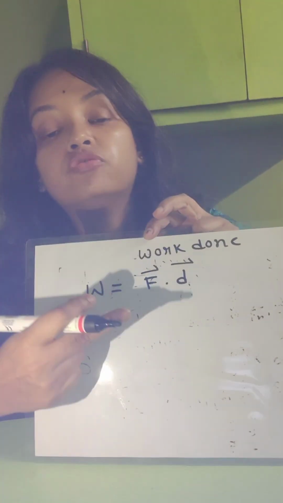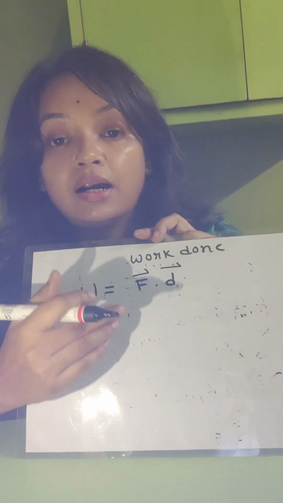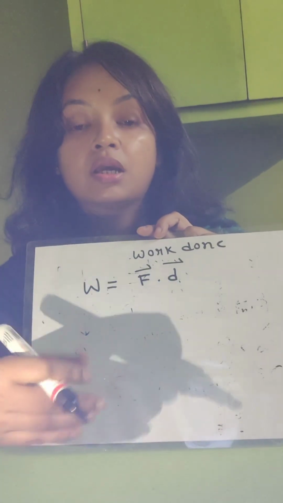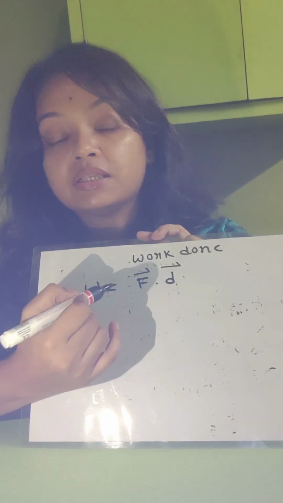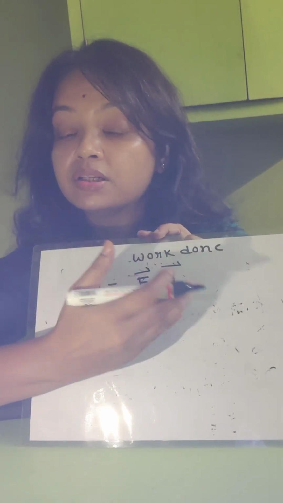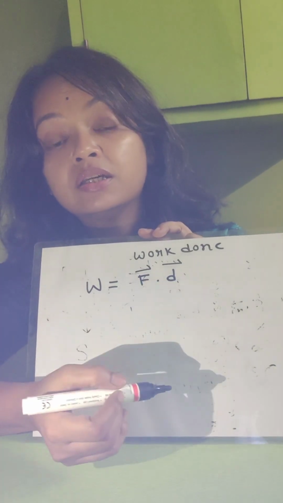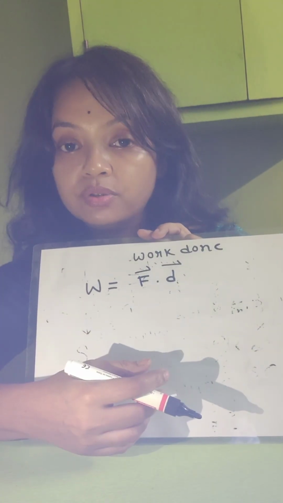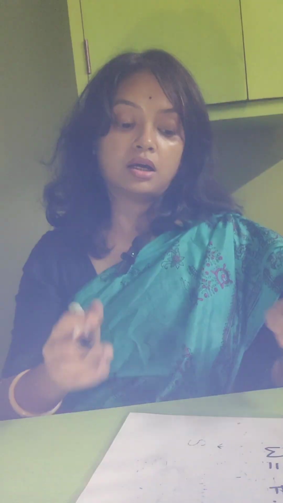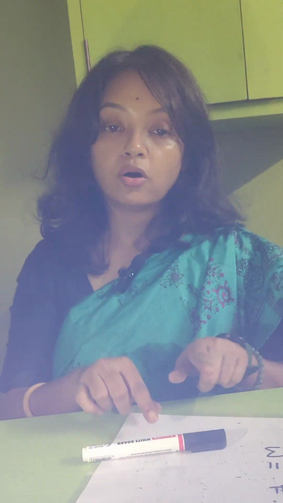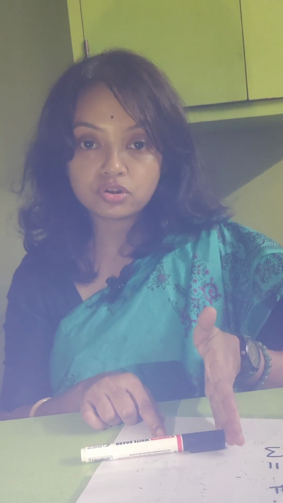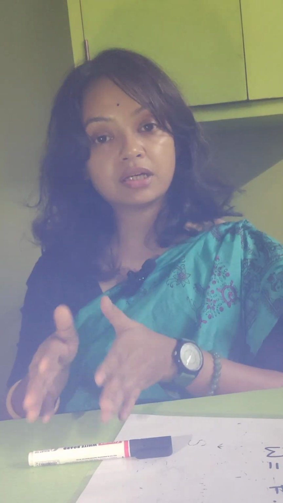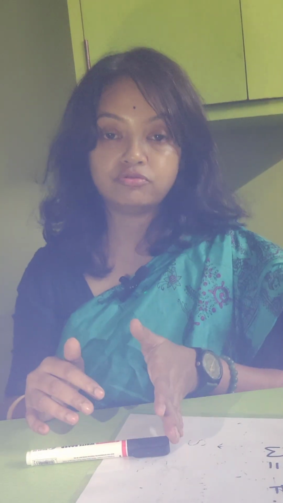Since force F and displacement D are two vector quantities, we can represent it in this way. Work done is the product of force and displacement, and we use a dot to represent the product. What is the significance of the dot? Whenever force is applied on the object, for example when I apply force on the pen and the object gets displaced, we can see that work is done on the object by applying the force.